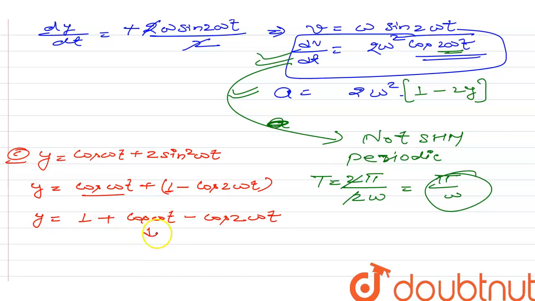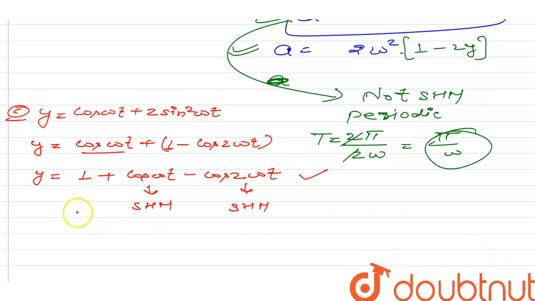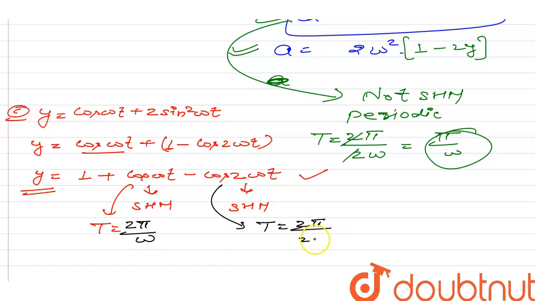So this is one type of SHM, and this is another type of SHM. This equation is a combination of SHM, so this equation will not be an SHM. To find the time period, the time period of this wave is T equal to 2 pi by omega, and the time period of this wave is T equal to 2 pi upon 2 omega. So 2 and 2 cancel out, and that will be equal to pi by omega. These are our answers.